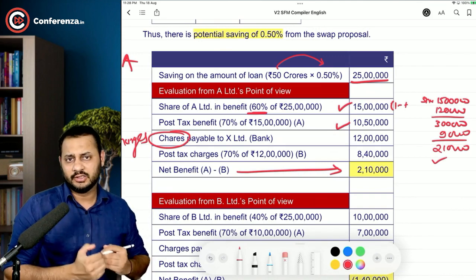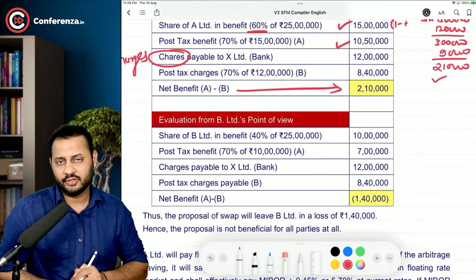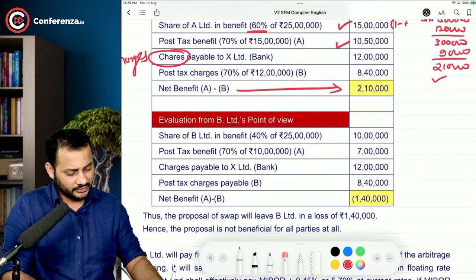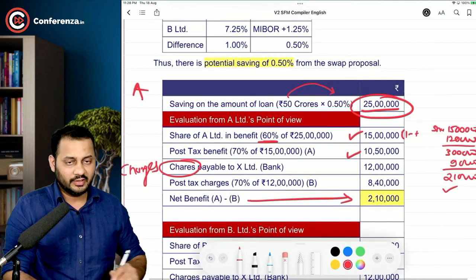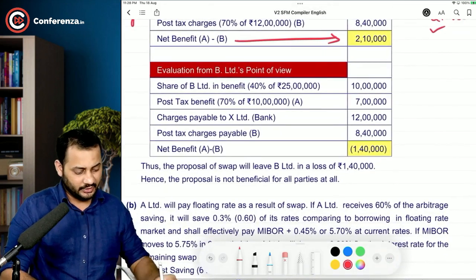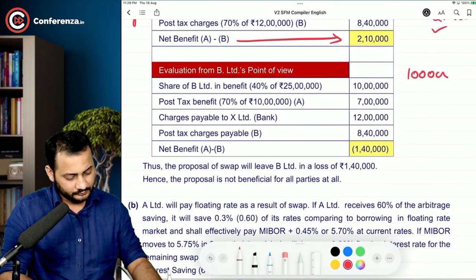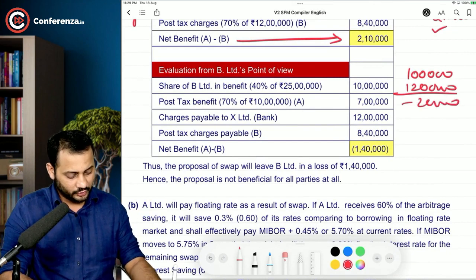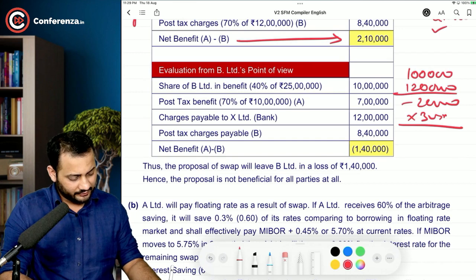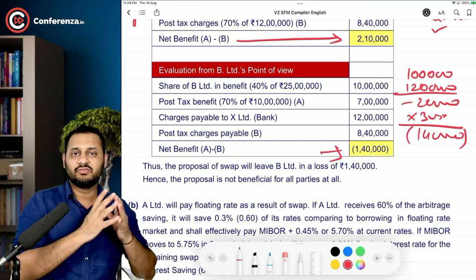Let's talk about the other party. Evaluation from the point of view of B Limited. It's very simple, sir. Out of this 25 lakh, 40% will be kept by B Limited. So 10 lakh gain, but 12 lakh rupees will be his fees. So the loss is 2 lakh into 30%. So 70% will be left, that is 1 lakh 40,000. So the loss to B is 1 lakh 40,000.